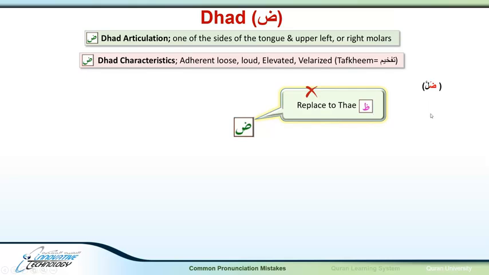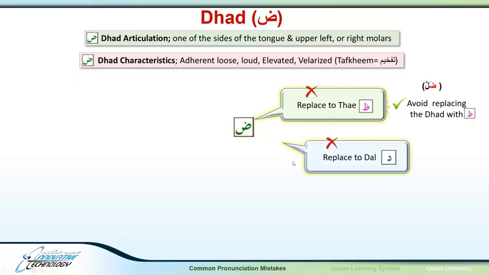ظل. And this is again a common mistake even in Arabic, certain countries. And the proper way of pronouncing it is like this. فقد ضل, not ظل. ضل, ba, not va. So avoid replacing the bad with a va. Second common mistake is replacing it with a dal.